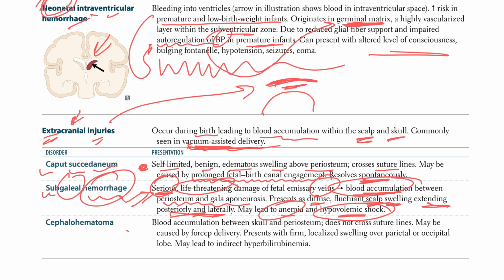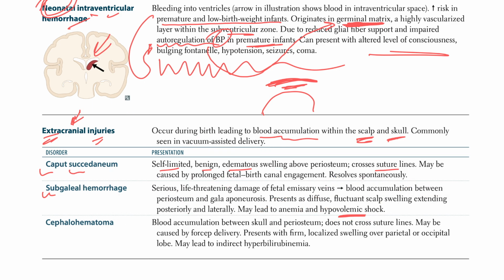What is the subgaleal? These are the veins. Which veins? Emissary veins. Blood will accumulate between the periosteum and the galea aponeurotica. Veins are damaged. Okay.